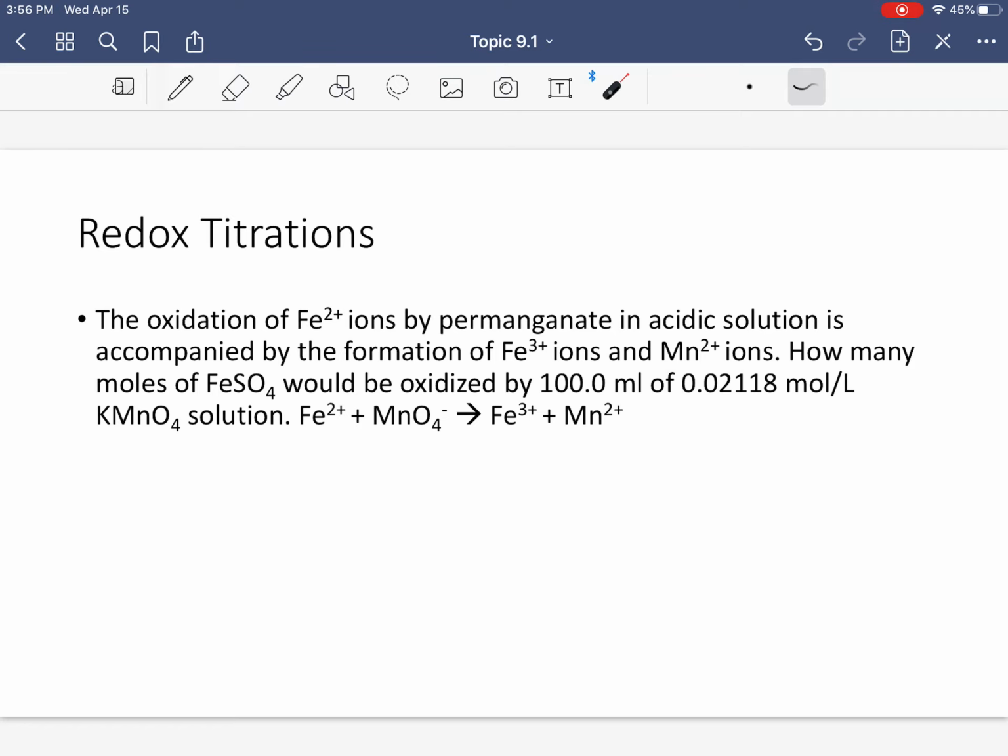Now, let's take a look at this question. This question requires the finding of iron 2+. I want to know how much iron 2+ there are in moles if this amount of permanganate was used. So let's set up this question. So I have 0.02118 molarity of permanganate at 0.1 liters. I want to know how many moles that is for iron 2 sulfate, which is really iron 2+.